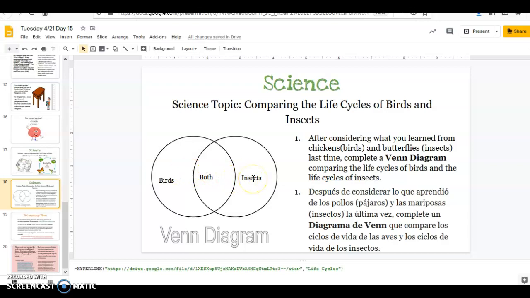When you are done filling out the Venn diagram completely, make sure you are taking a picture. You are sending it to your teacher to verify your work. All your teachers want to see the great work you're doing. You can send it either email, Class Dojo, or Parent Square.